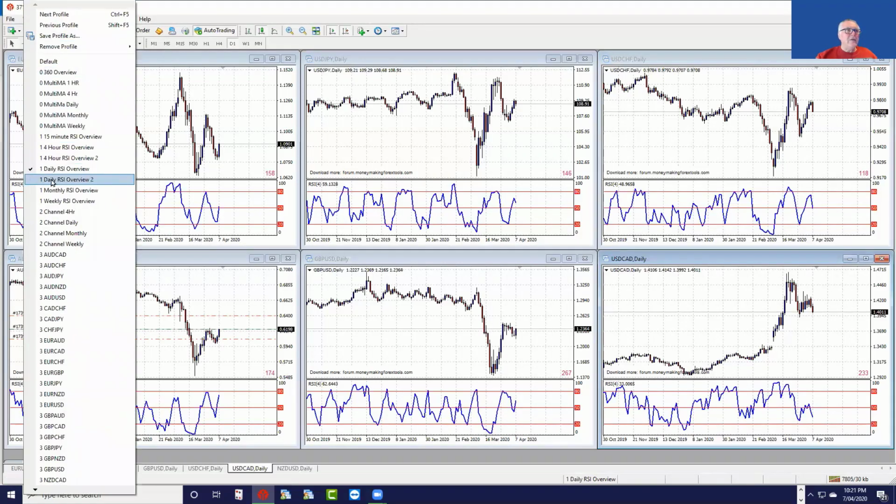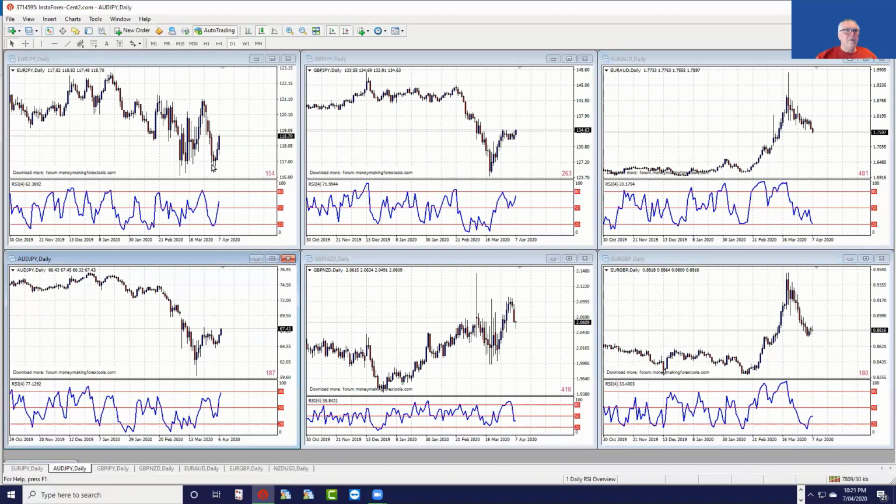Let's see the other group. Yeah, there we go. Some nice trends seem to be developing here. This particular, the Euro Oz, as I say, that's one worth getting to know. That could easily still run 200 pips down.